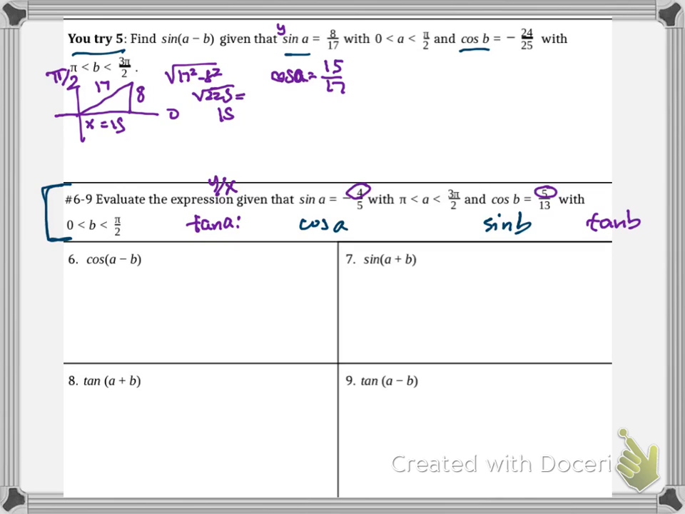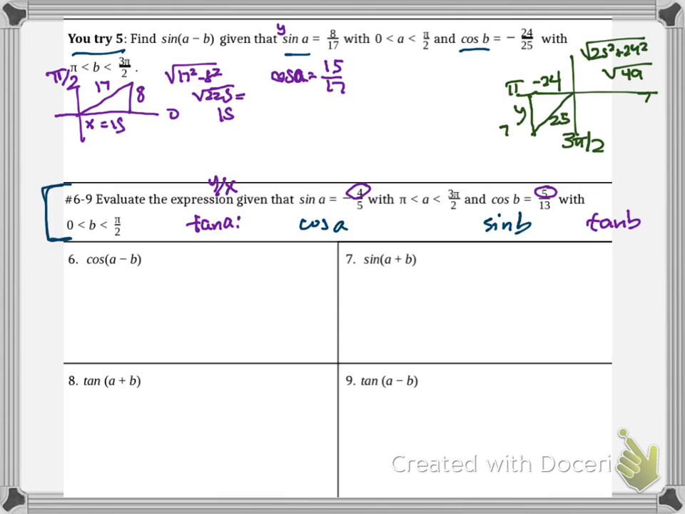We have cosine of B, that is between pi and 3 pi over 2. So we're in quadrant 3. And cosine is negative 24, x is negative 24, and that's this value here. 25 is the radius. So in order to figure out our y value, that will be the square root of 25 squared minus 24 squared, and that ends up being the square root of 49 or 7.